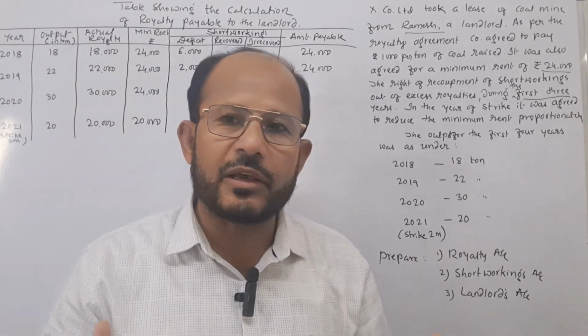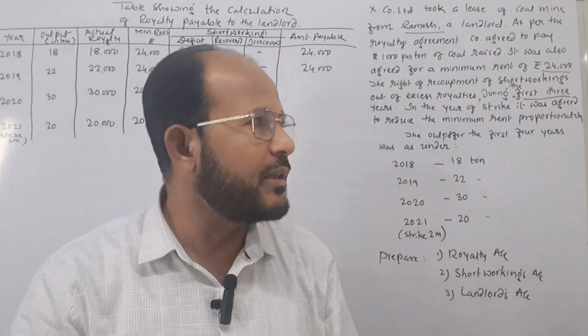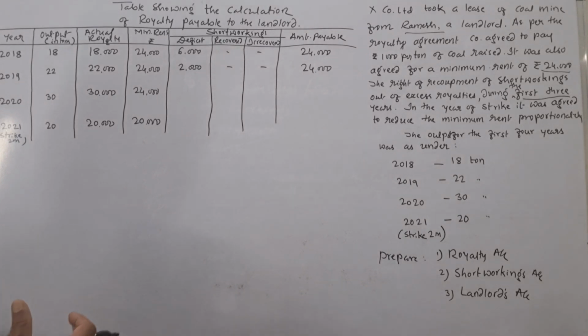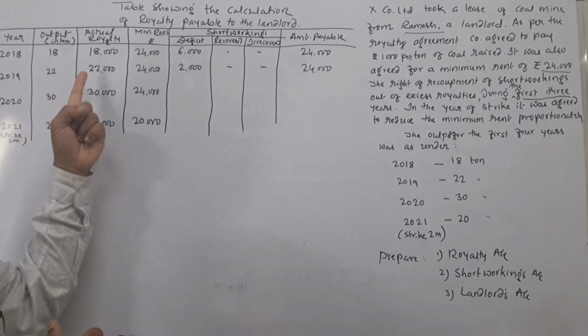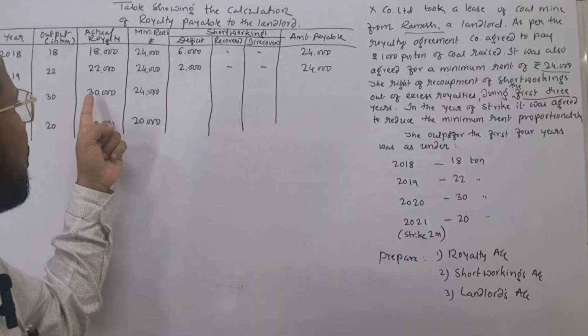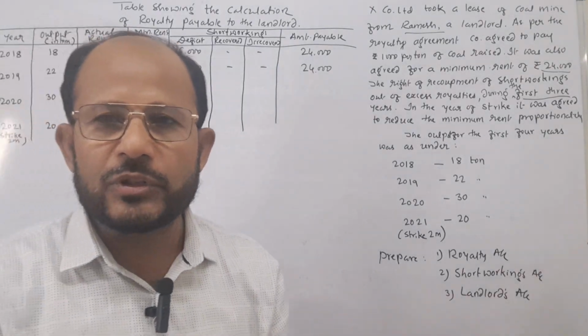Because of that reason, the company will try to extract more and more minerals, so that it can recover the short workings of the earlier years. Okay, fine. See, in the third year, the total royalty comes to rupees how much? 30,000. Actual royalty is rupees 30,000 and minimum rent is rupees 24,000.